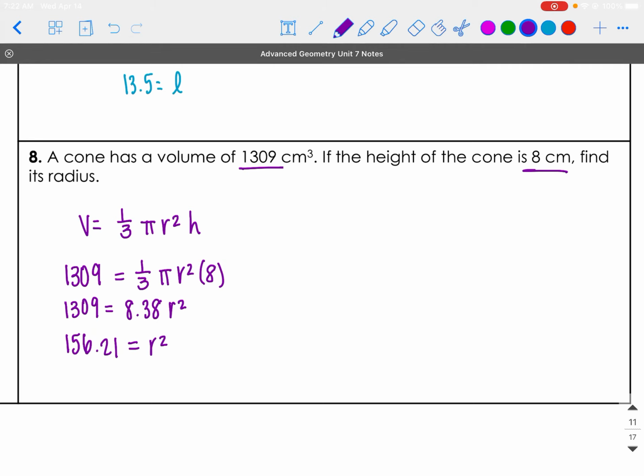And that leaves us with r squared. To get rid of the squared, we take the square root. So 12.5 equals r. If you have any questions, please reach out and ask.